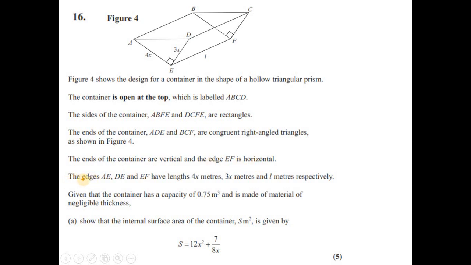The edges AE, DE, and EF have lengths 4x meters, 3x meters and L meters respectively. Given that the container has a capacity of 0.75 cubic meters and is made of material of negligible thickness, show that the internal surface area of the container, S square meters, is given by... So we need to derive the equation for the surface area.